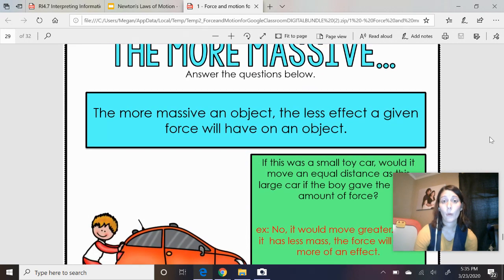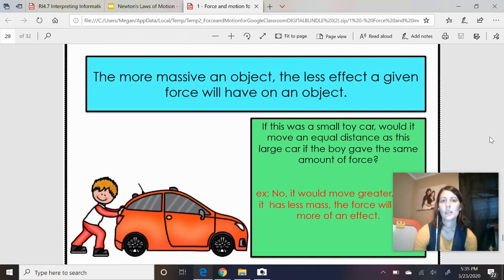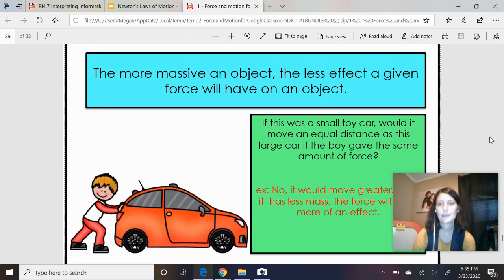All right. Remember, the more mass is weight. The more massive an object is, the less effect a given force will have on the object. So look at the boy in the car. It says, if this was a small toy car, would it move an equal distance as if it were a large car? The boy gave the same amount of force.